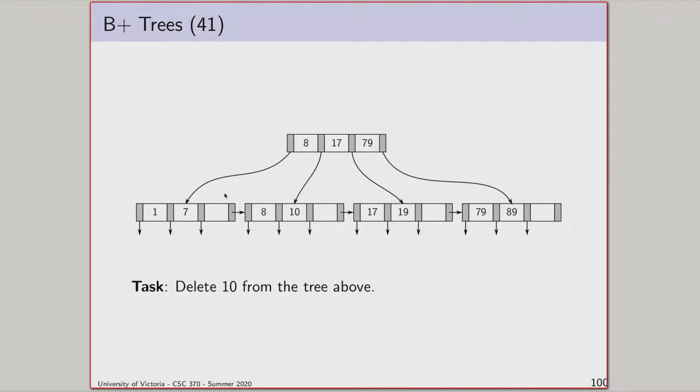Let's delete 10. So if we delete 10, there we go, get rid of 10. The density constraint is not observed. Notice here, and as I've said, I will often make sure to give you trees that are as volatile as possible to make sure you can do the merging. If we look here, I can't pull in something from the neighbor. If I bring 7 over, then this node is going to be too empty. If I bring 17 over, then this node is going to be too empty. So I'm going to have a merge on my hands no matter what.